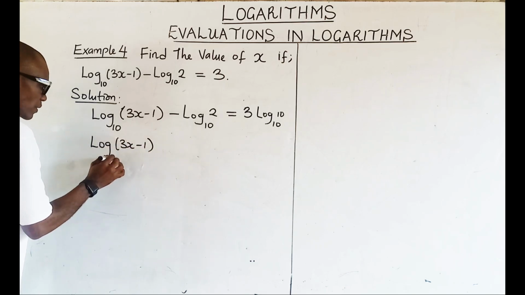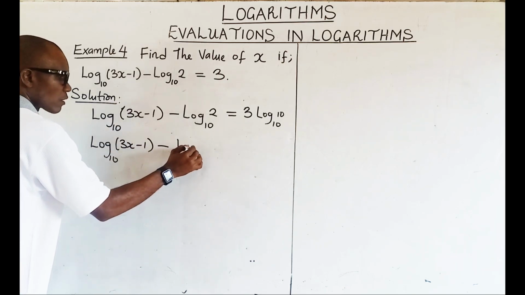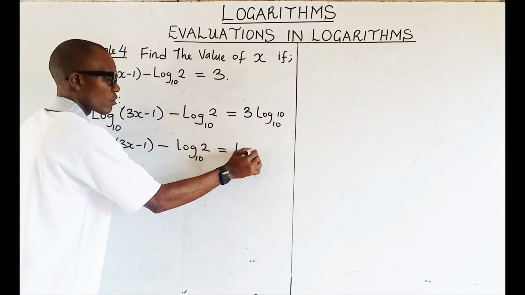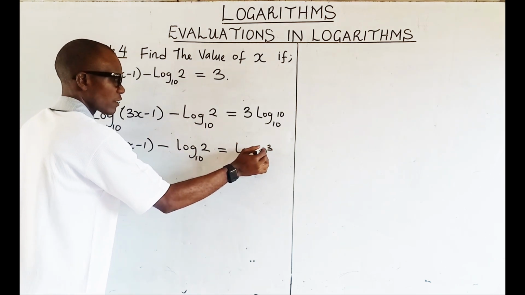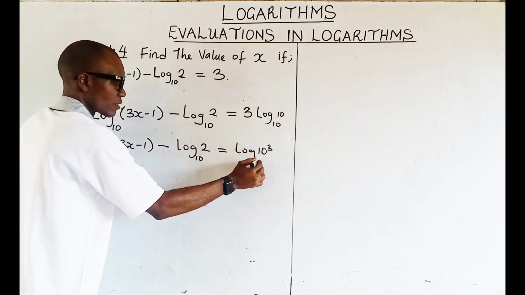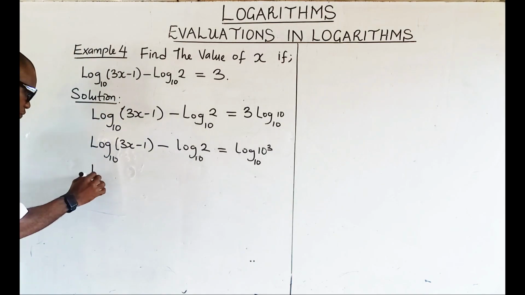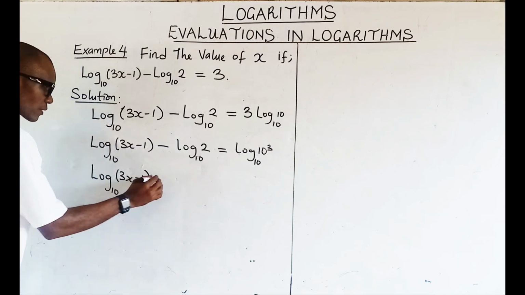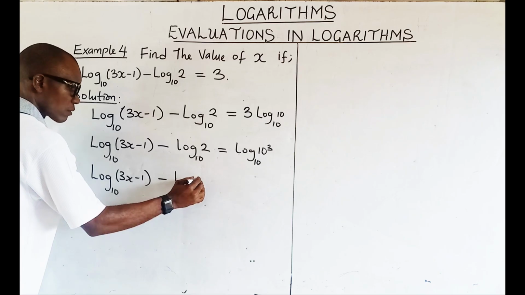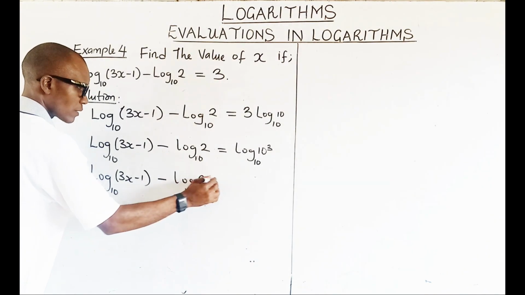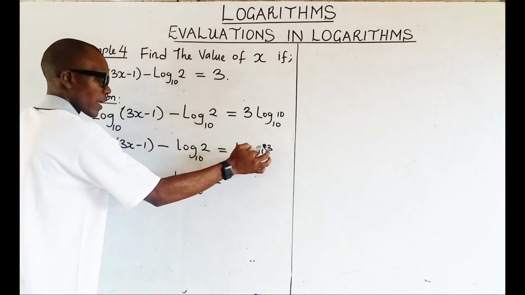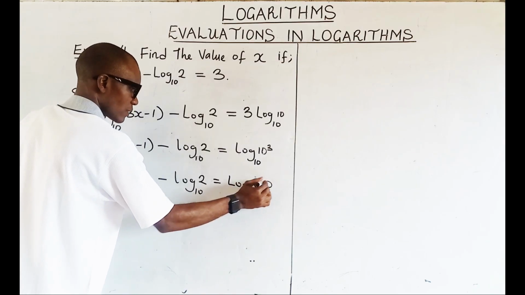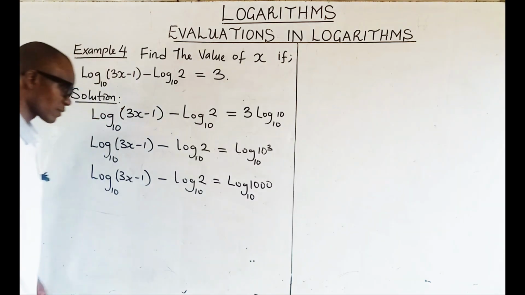So we have log 3x minus 1 base 10 minus log 2 base 10 to be equal to log 10 raised to the power of 3, from the laws of logarithm base 10. So we also have log 3x minus 1 base 10 minus log 2 base 10 is equal to 10 raised to the power of 3, which will give us 1000 base 10.